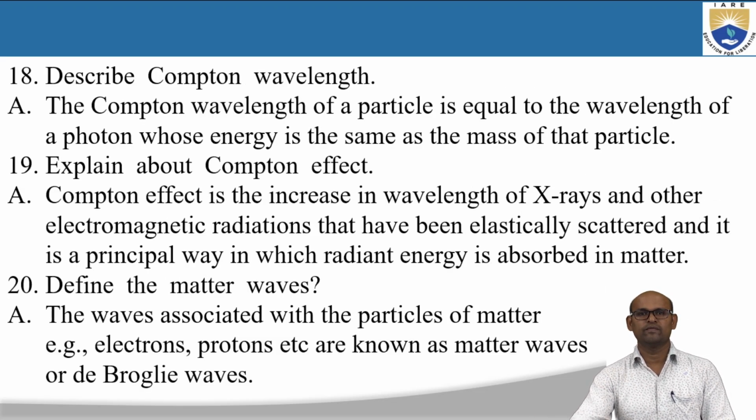Describe Compton wavelength. The Compton wavelength of a particle is equal to the wavelength of a photon whose energy is same as the mass of the particle. Okay, so Compton wavelength is equal to the wavelength of a photon.